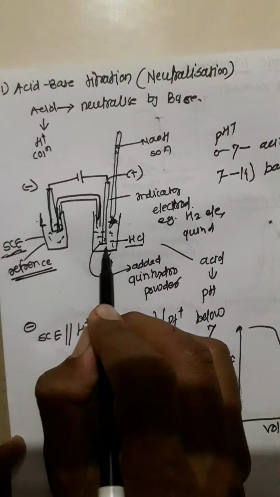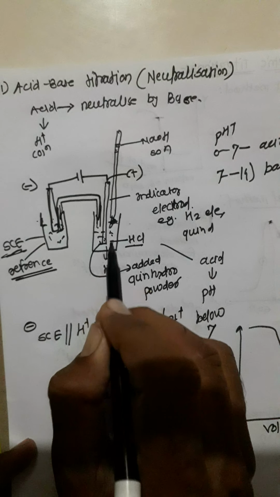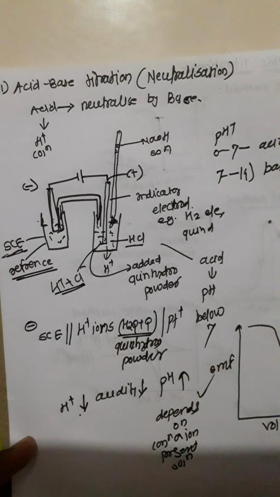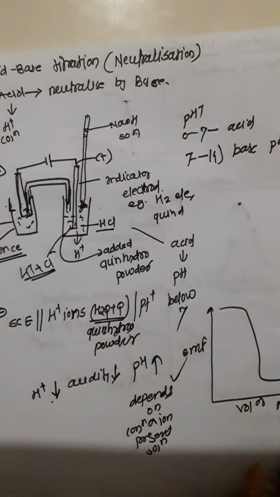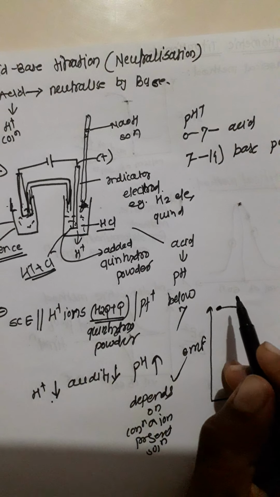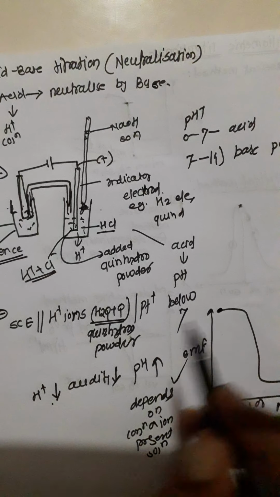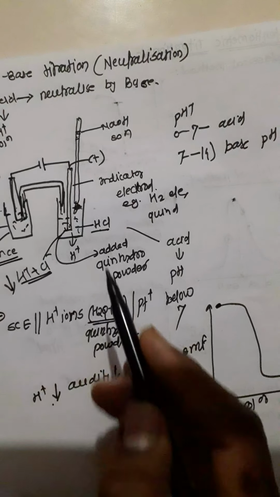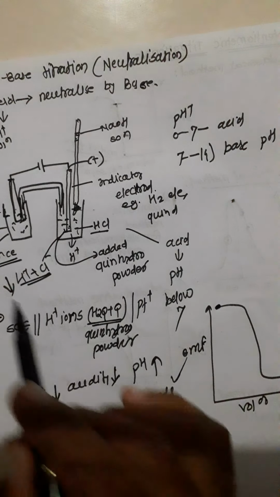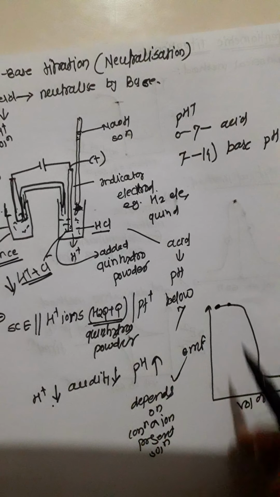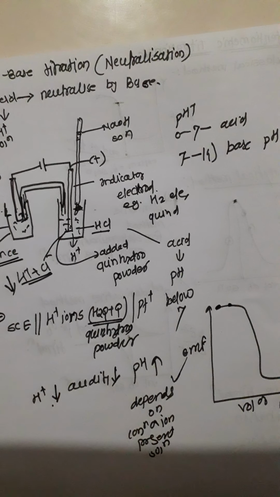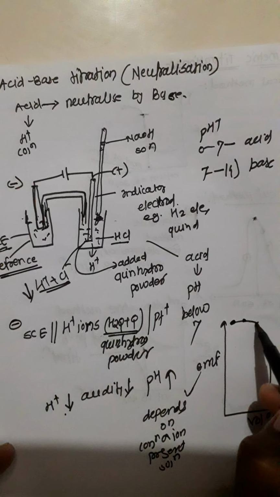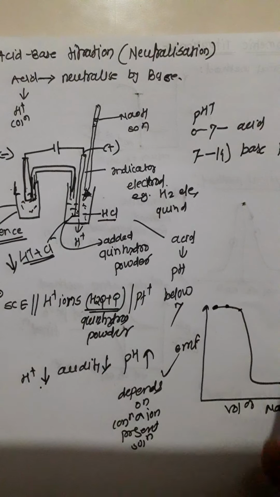First, without addition of NaOH, in this solution there are H plus and Cl minus ions. H plus and Cl minus ions are more, that's why EMF is more. Initially EMF is more. Whenever NaOH is added, H plus ions decrease, so EMF also decreases. Again NaOH is added, EMF decreases.